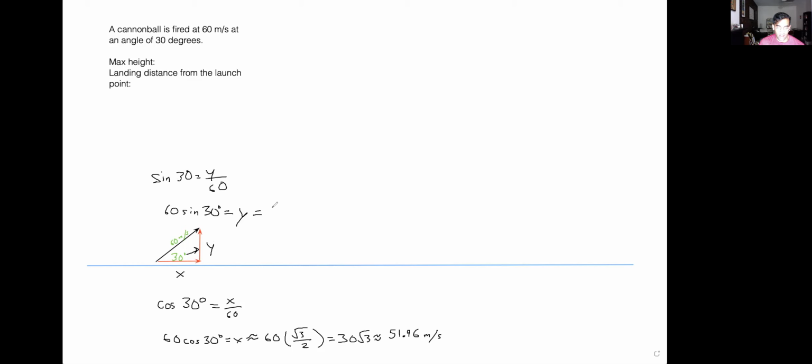So I can say that equals 60 times 1/2. And there I actually don't need squigglies because I can get an exact answer. That would be 30 meters per second. So I've got my two legs, all right? Y is 30, X is 51.96. So some good first steps happening.